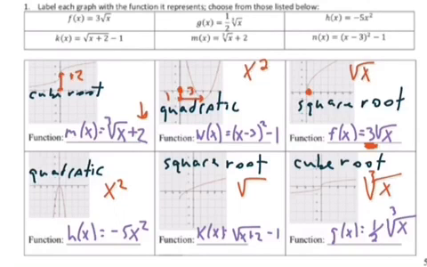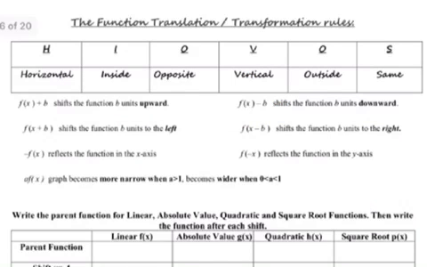Going on to the next page, this is just a review of all of your transformation rules. I wrote out the word HOVI for you with the notes written in it. Horizontal, inside, in the opposite direction. Vertical is going to be the outside number in the same direction, with a few of the notes underneath showing you if it's outside, it's going upward. If it's inside, it goes left or right in the opposite direction. So be sure to review those and look those over if you forgot those rules.